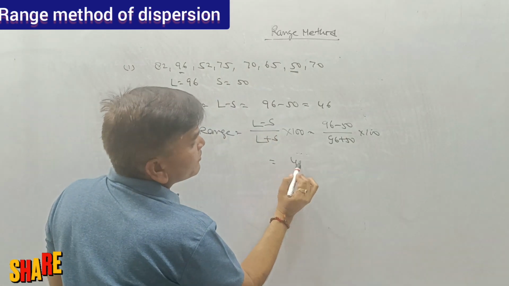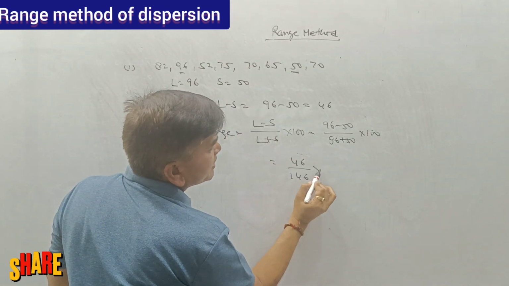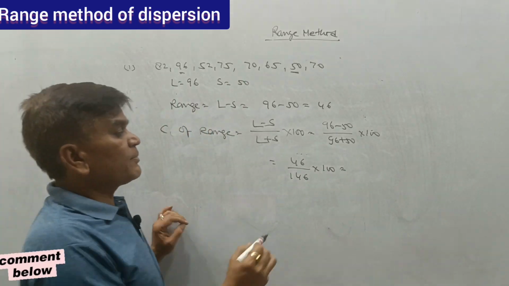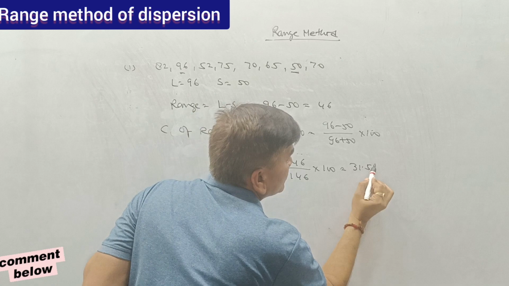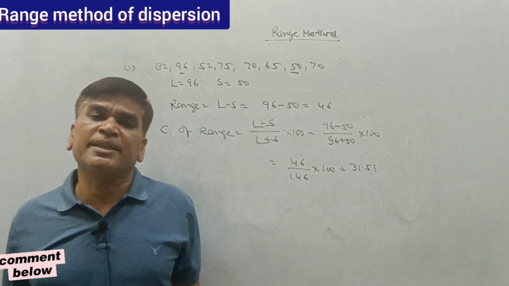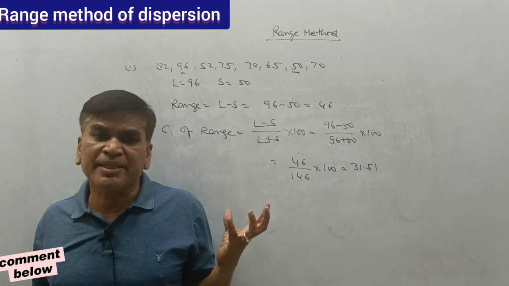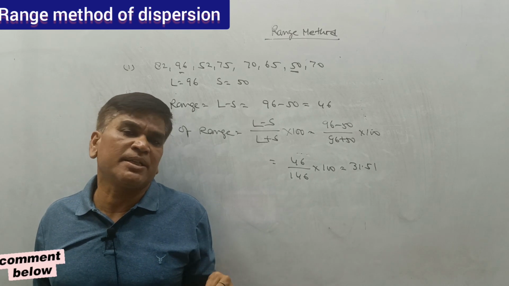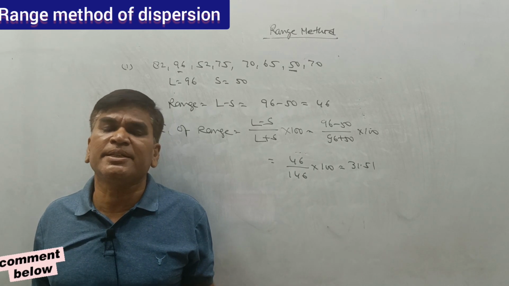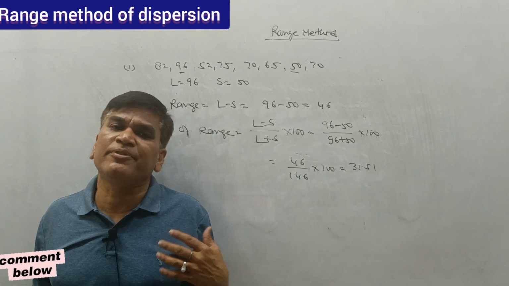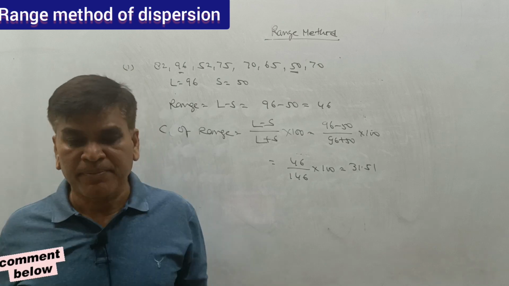So here we have 1 upon 46 multiplied by 100, so we will get the result 31.51. It's very easy to calculate the range. Firstly, we select the largest number and the smallest number, then we calculate the range. We subtract the smallest from the largest, and we get the value of the range.